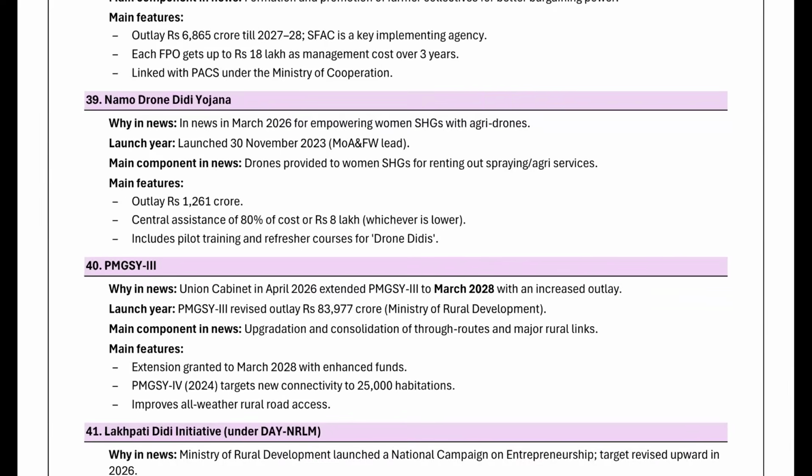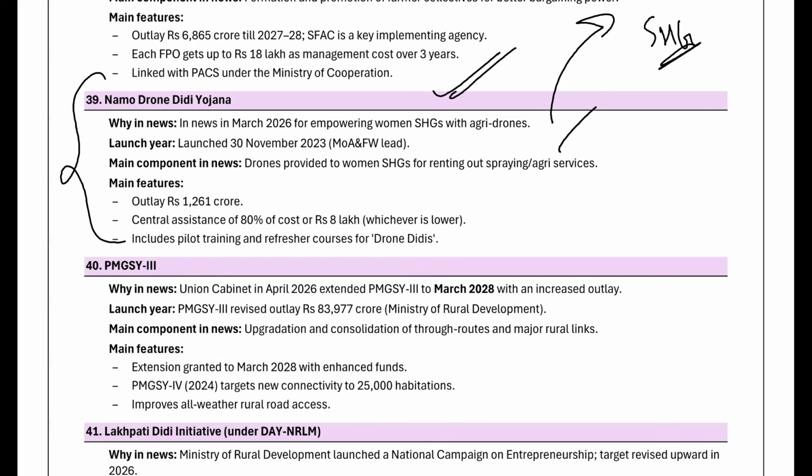Now please try to understand the 39th, that is Namo Drone Didi. Namo Drone Didi Yojana, and it is again under which ministry? Can anyone tell me? Again, it is under the Ministry of Agriculture. The key point it is telling about is drones for women SHGs, that is self-help groups, right? So it is providing crop spraying services, and it is also providing training.